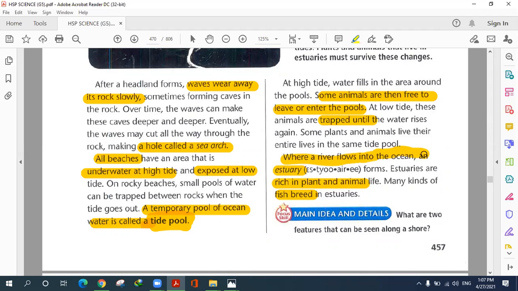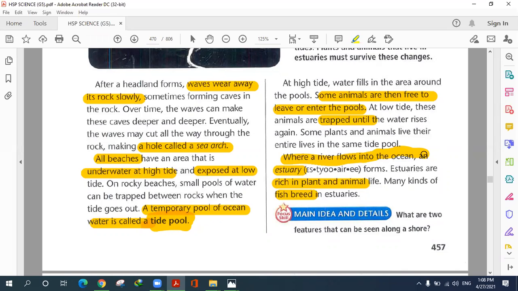Okay? It's written estuary, and as I told you, it can be pronounced in different ways. So you can practice it on your own, guys. All I want you guys to know is that an estuary is where the river flows into the ocean, and it's so rich in plants and animals. Okay?